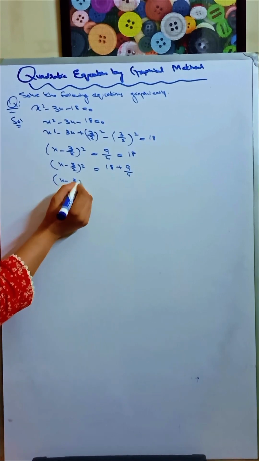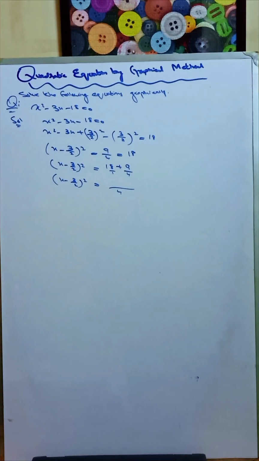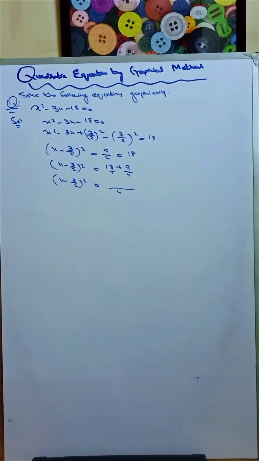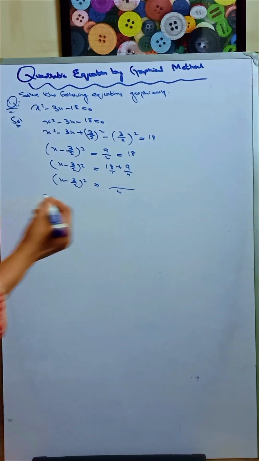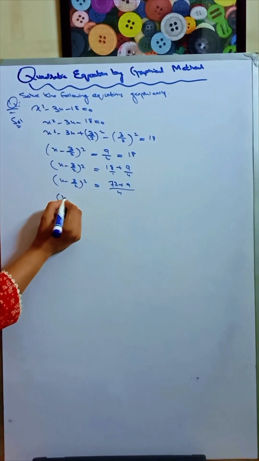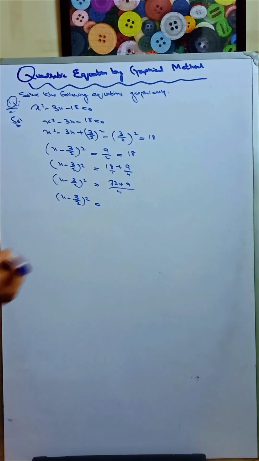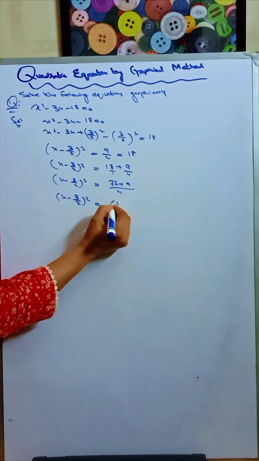x minus 3 by 2 whole square equals to, the LCM of it, 4. 1 4s are 4, 18 4s are, what is it? 72. Plus 2 1s are 2, 1 9s are 9. x minus 3 by 2 whole square equals to 72 plus 9, that becomes 81 over 4.